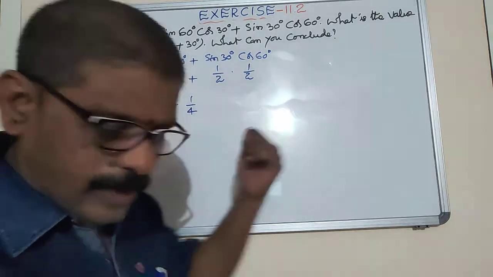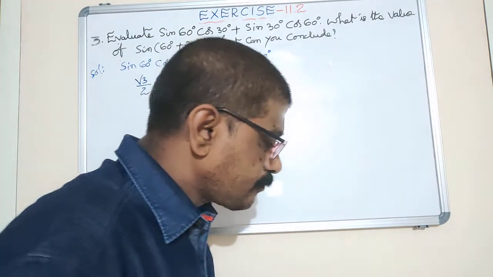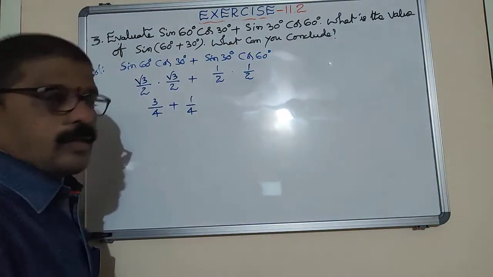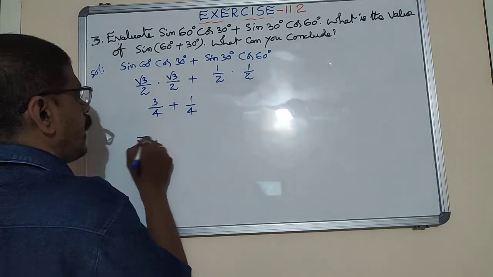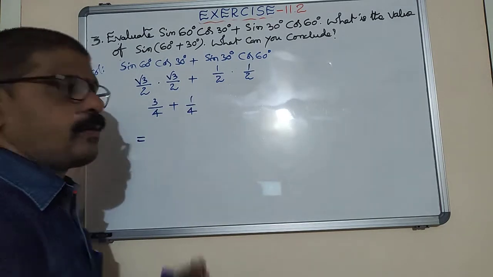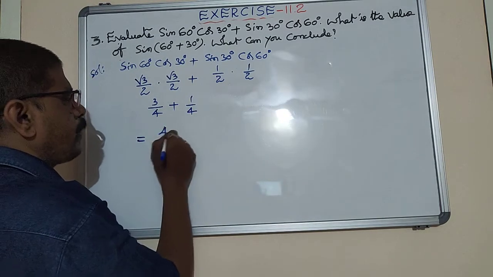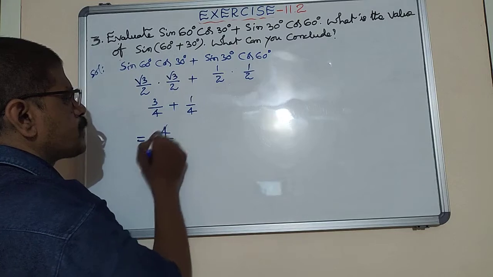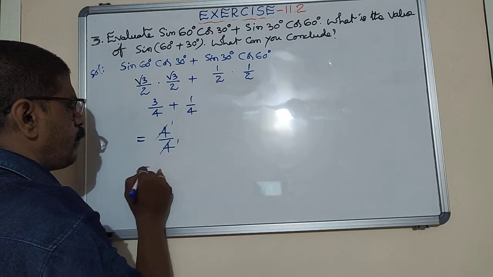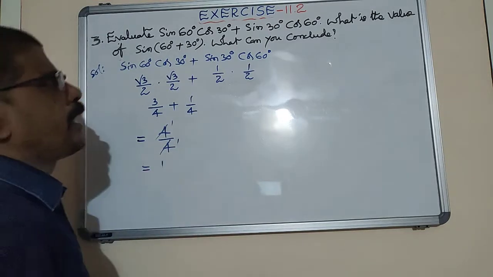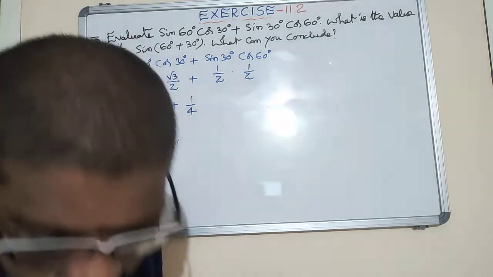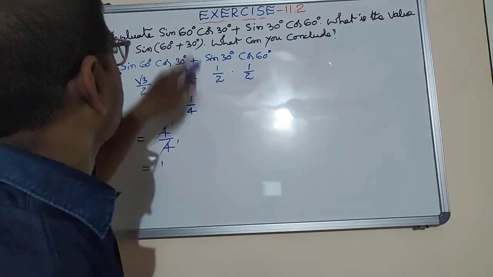Clear? So now you have to observe that these are like terms. That is equal to 3 plus 1, it will be 4 by 4. So 4 ones are 4, it will be 1 by 1, which is 1. So that's completed. Now we are going to another one.